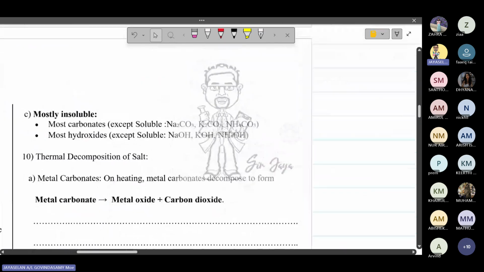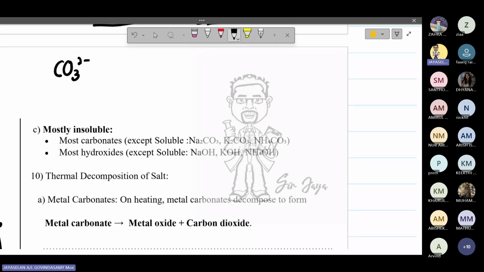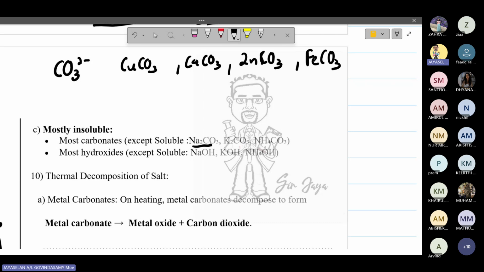Okay, now which of the salts is mostly insoluble? The salt that contains carbonate ion. All insoluble except only three soluble. Copper 2 carbonate, soluble or insoluble? Insoluble. Calcium carbonate, soluble or insoluble? Insoluble. Zinc carbonate, soluble? Insoluble. Iron 2 carbonate, soluble? Insoluble. All insoluble except sodium, potassium, ammonium, which are soluble. The others are insoluble.